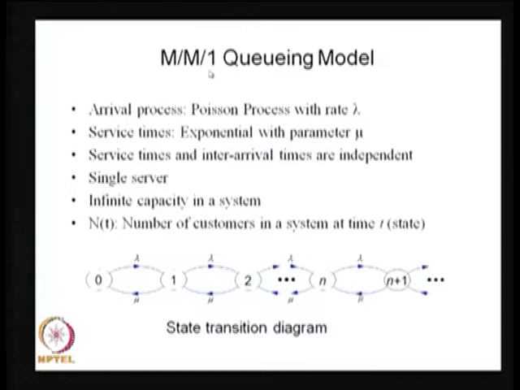Then the third information: only one server in the system. That is a queuing system in which there is only one server. And the fourth information is missing, that means it is the default, an infinite capacity model.